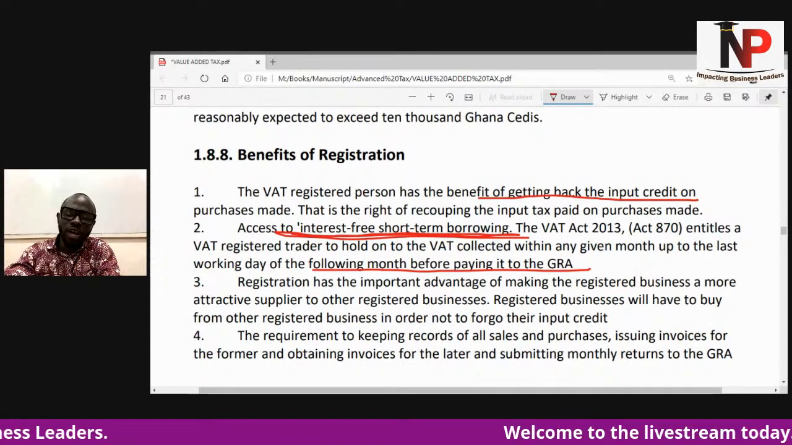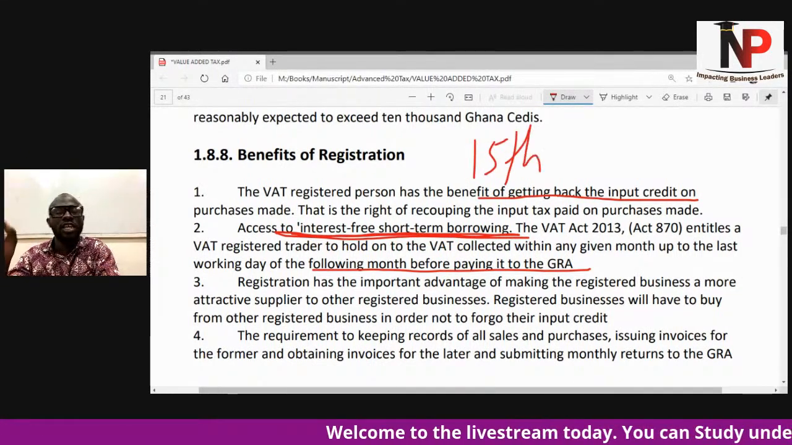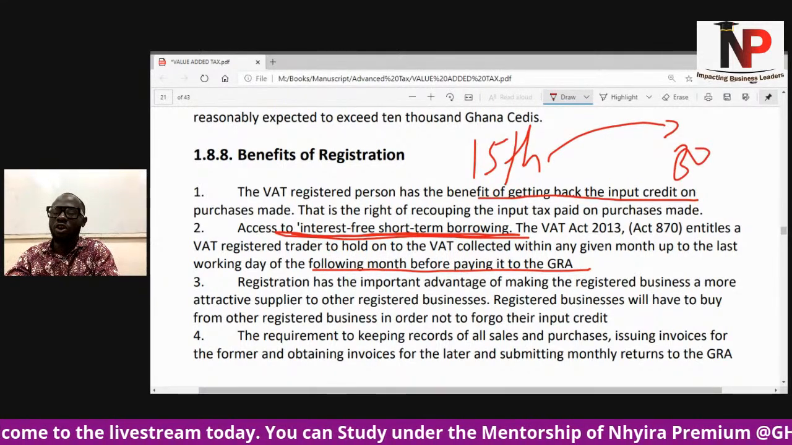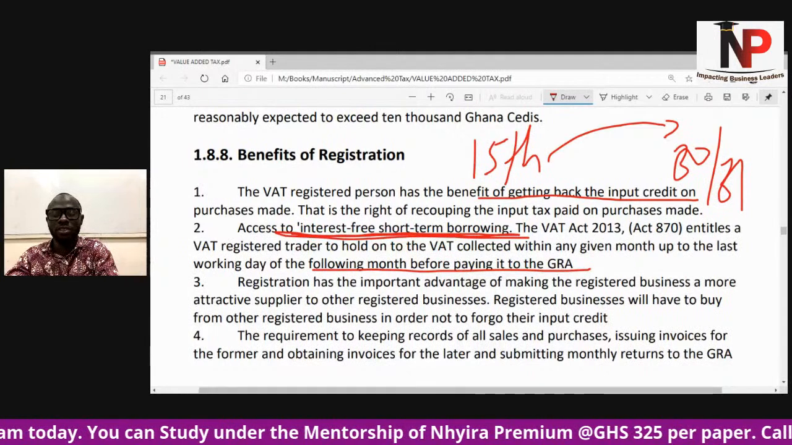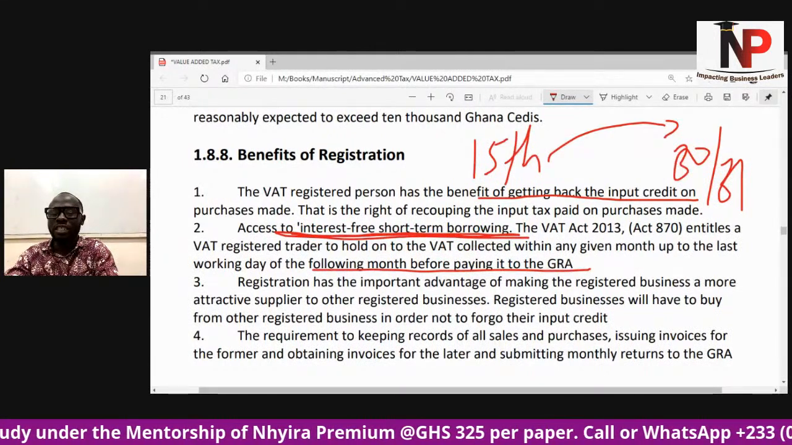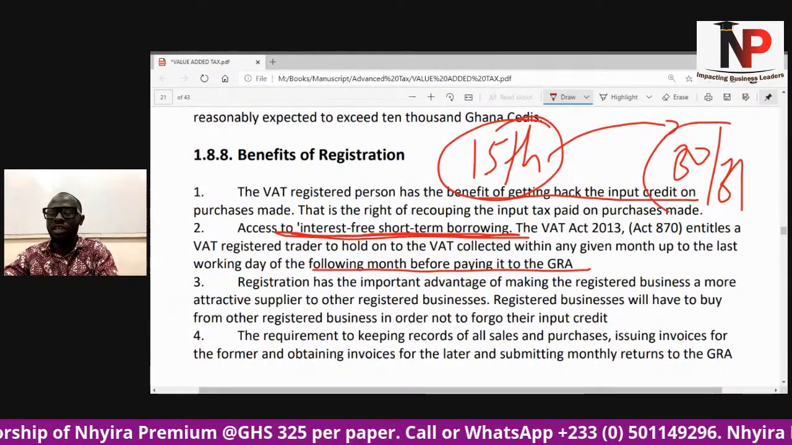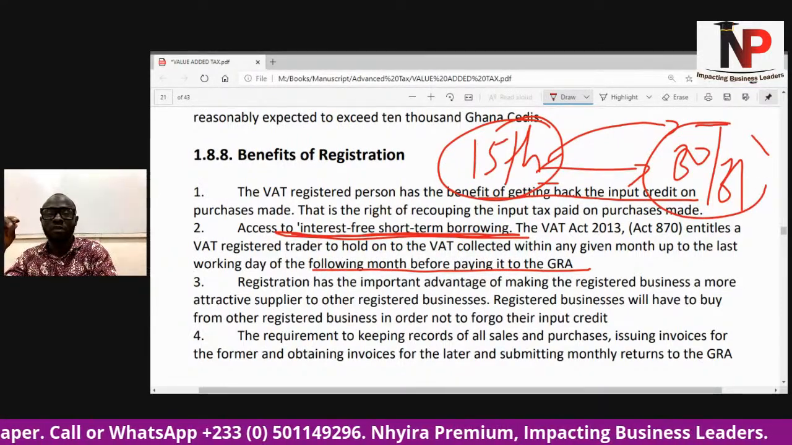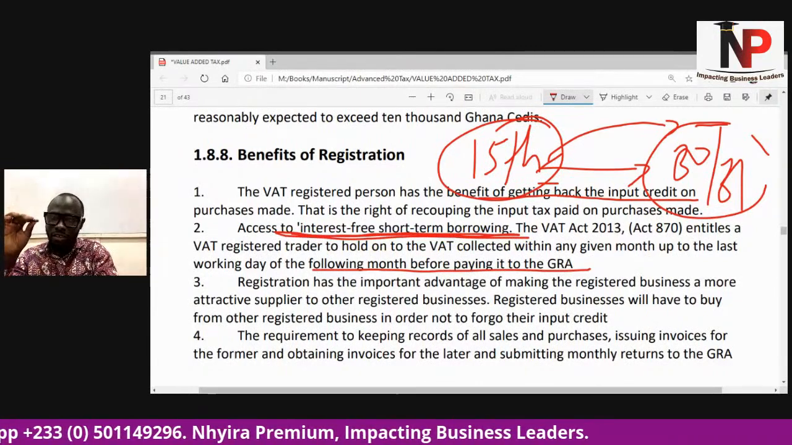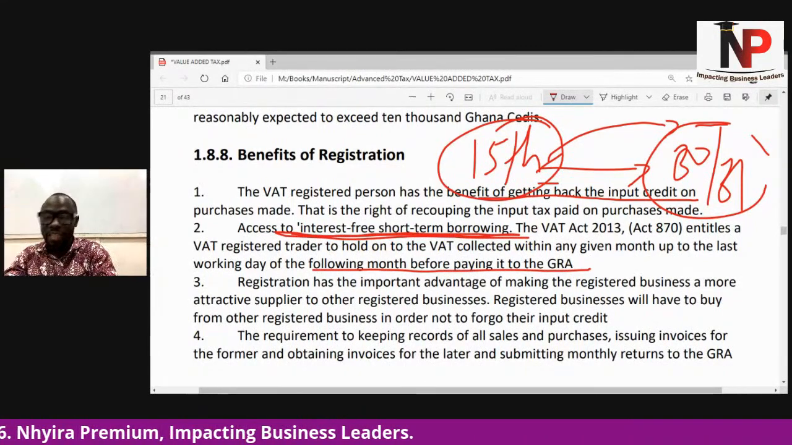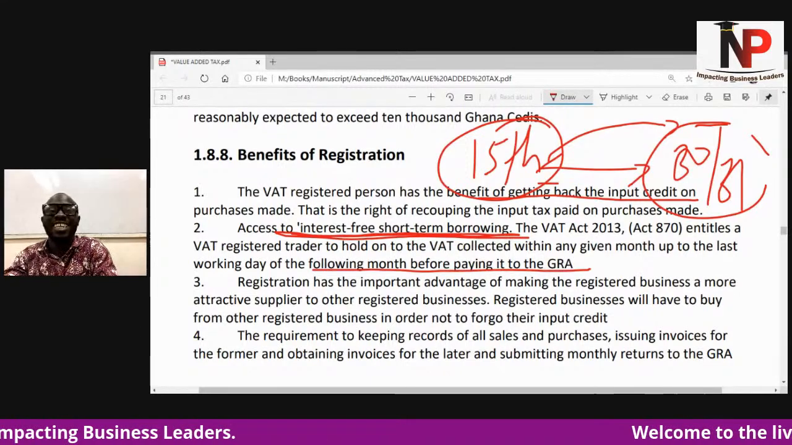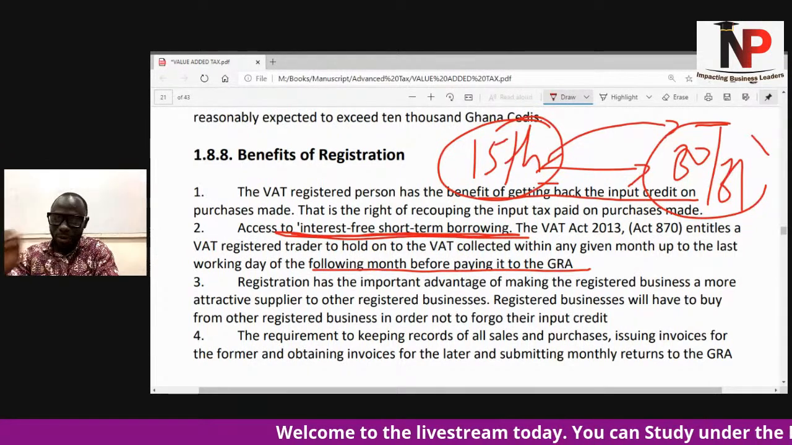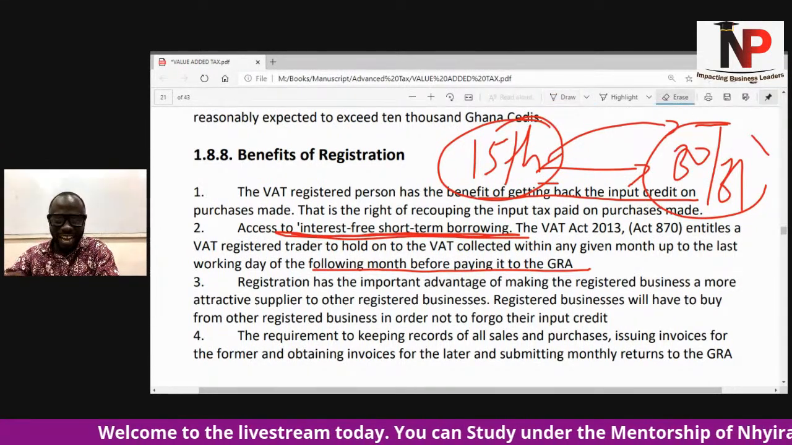If you are supposed to file around the 15th, but you can hold on and file on the 30th or 31st of the month, it means you have two weeks of free short-term credit. The money that you could have given to the revenue authority, you use to quickly run your businesses. But if you exceed this, the revenue authority will come after you, because there is a penalty we'll be looking at in a moment that you need to understand.